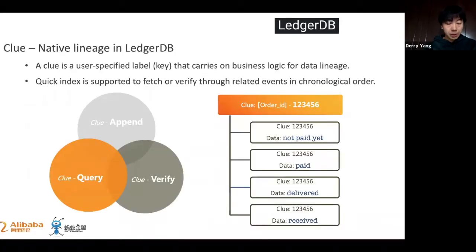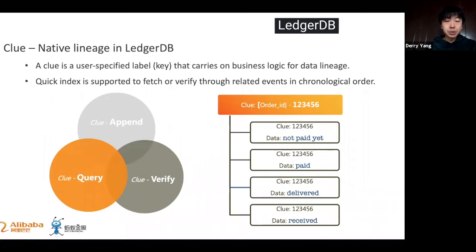Okay. We support native lineage by a proposed concept of clue. A clue is a user-specified label that carries business logic for data provenance. Customers can specify a certain clue when inserting data by appending, fetch certain clues' records by clue retrieval, and verify a certain clue by clue verification.